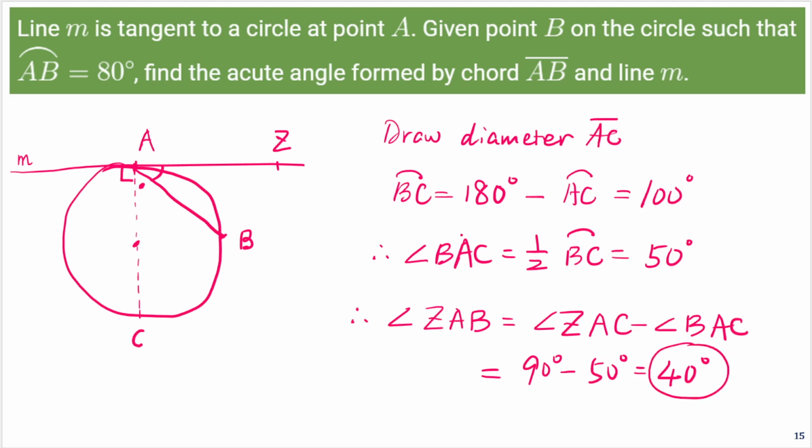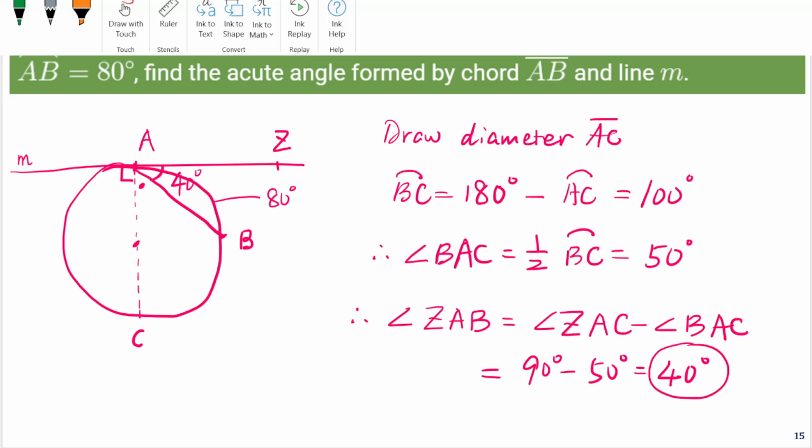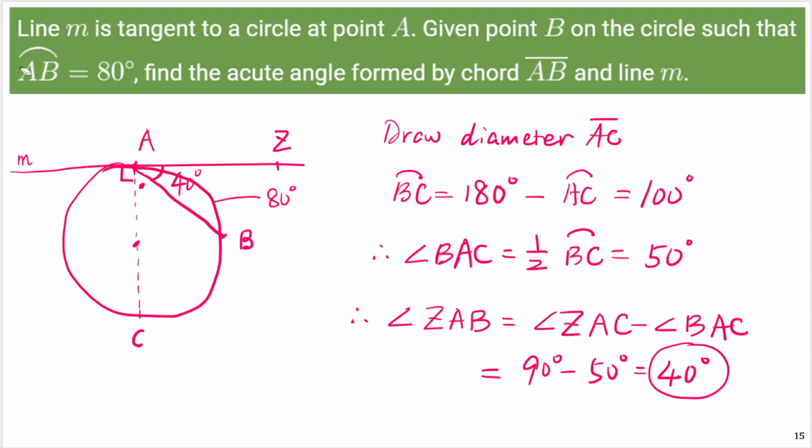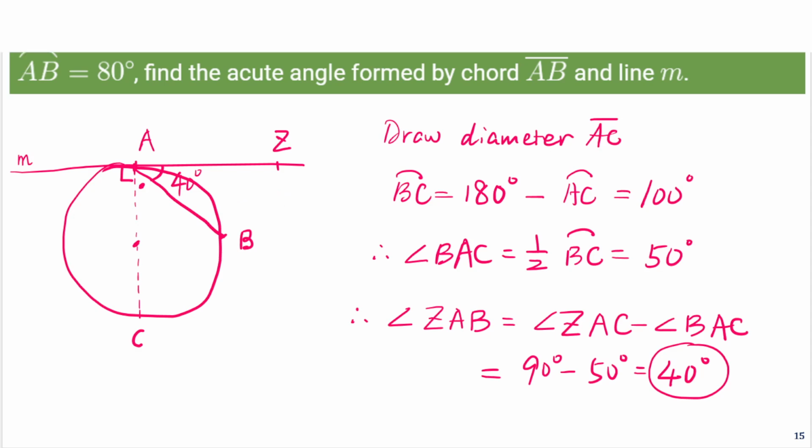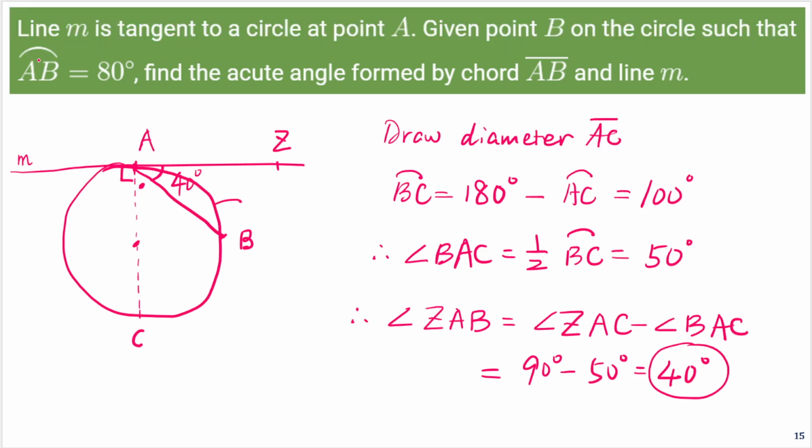And actually, you notice that angle ZAB here is 40 degrees, which is 1/2 of the arc AB, which is 80 degrees, right? So if we generalize this question, with arc AB as x, then you could use the same method to find the angle ZAB, which should be x over 2, right?